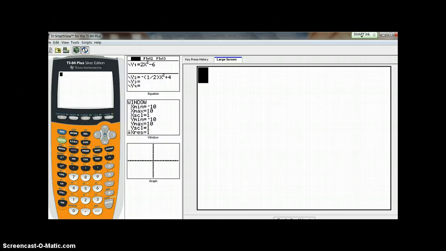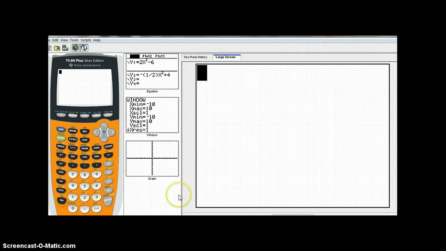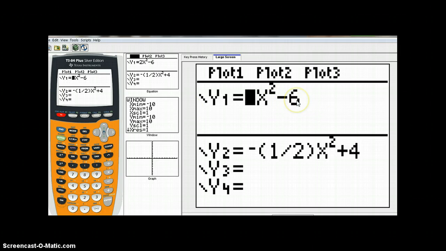All right, now that we've got our graphing calculators out, let's see what we're going to do. We're going to go to our y equals screen and type in the equations for each function. The first function we had was y equals 2x squared minus 6. Let's type that into our calculator, and I'll turn that on.